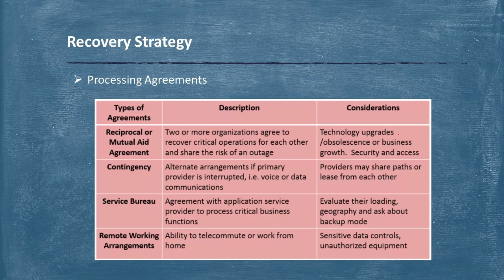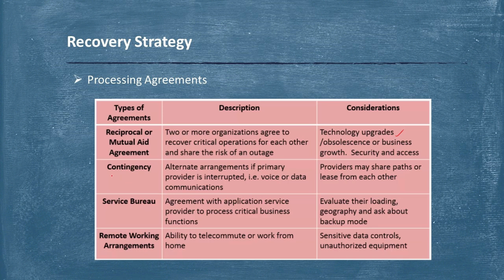The considerations here are technology upgrades, obsoleteness, business growth, security and access. These are all the considerations. You have to consider these before entering the reciprocal agreement. Because if the technology our company is using and what they are using is different, then there is no point in agreeing. Similarly, other factors you have to look at.